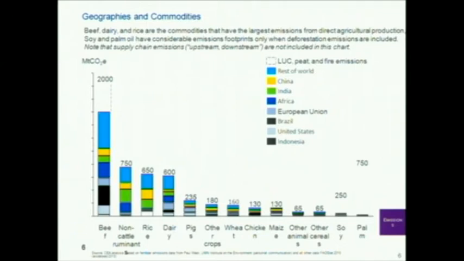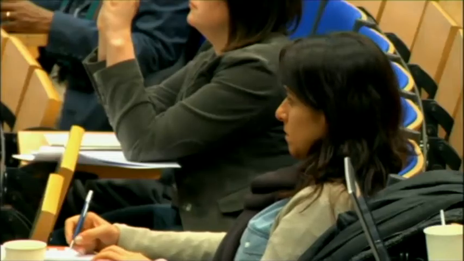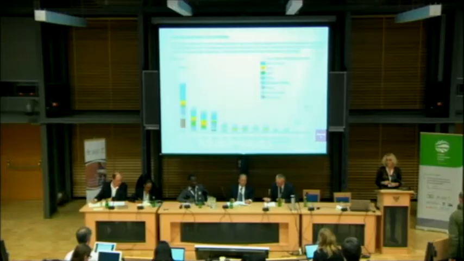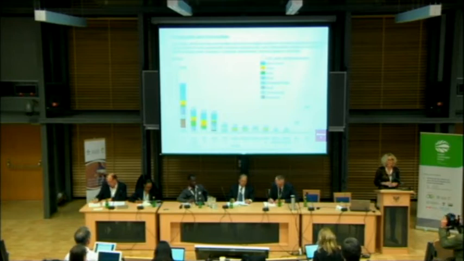Beef, dairy, and rice are the commodities that have the largest emission impact from direct agricultural production. If we look at indirect impacts, so at land use change, then soy and palm are also important commodities. But I think the most important message is that the livestock sector in general makes about 60% of agricultural emissions. So when looking at mitigation opportunities, certainly the question of shifts in consumption and dietary changes is an important strategy.